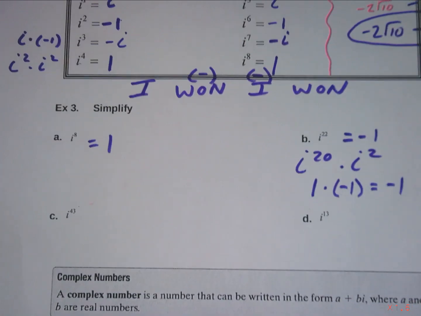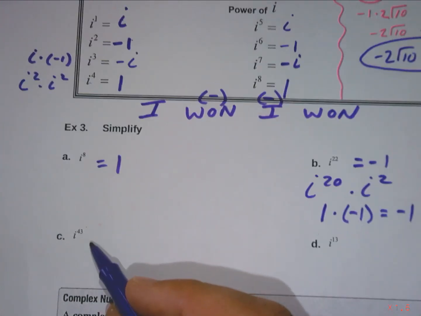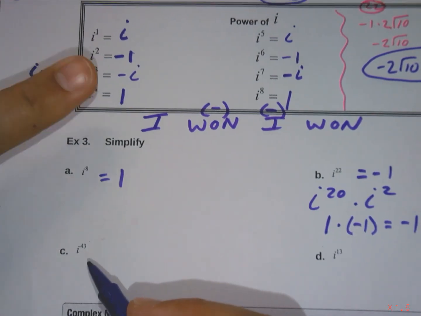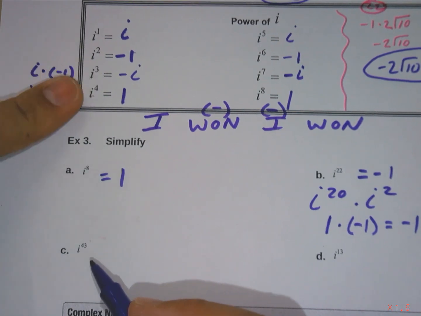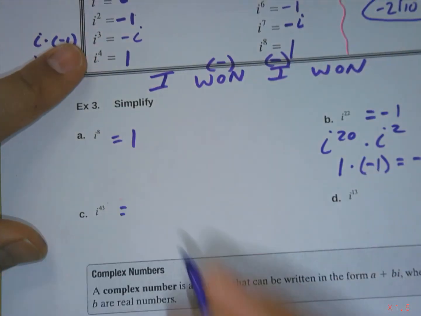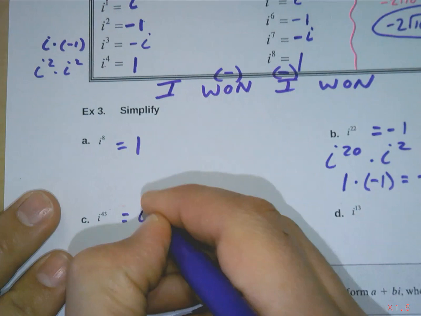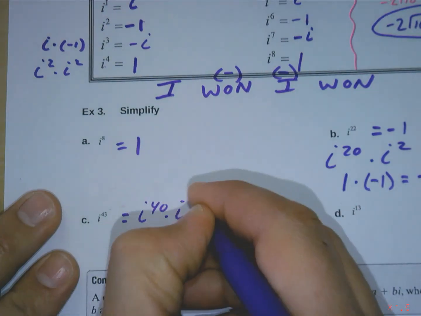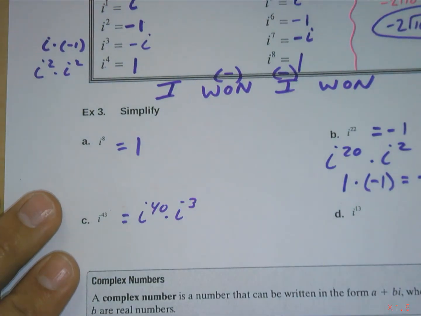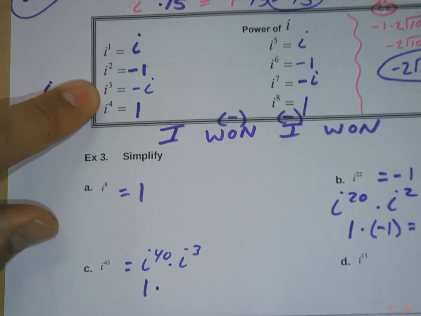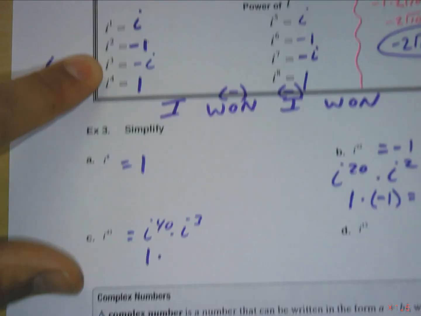Okay? So if I'm doing 43, oh my gosh, I don't want to count 43 times, right? So you can start at the fours, count by fours, 4, 8, 12, dot, dot, dot, or give me a number that's divisible by 4 that's less than 43. 40, and what would be left is the 3. So i to the 40th is 1, and then i cubed up here is negative i.